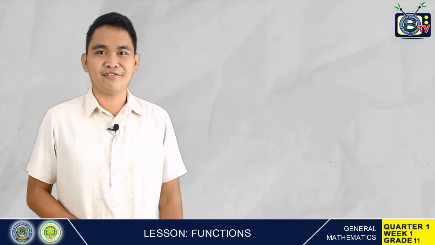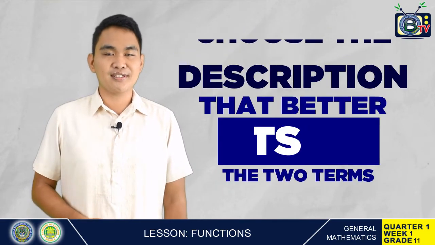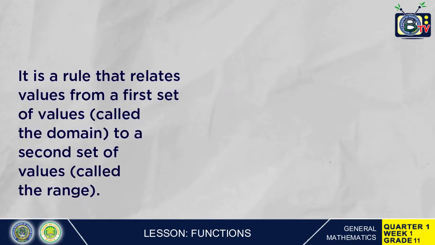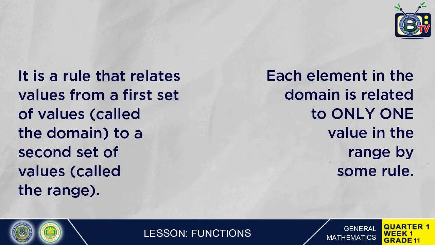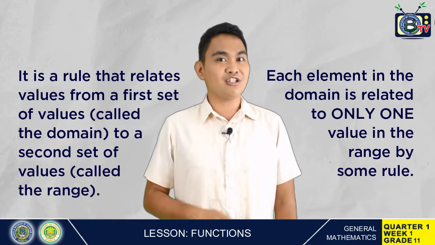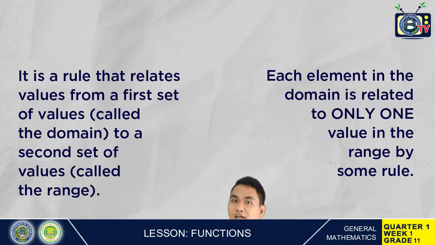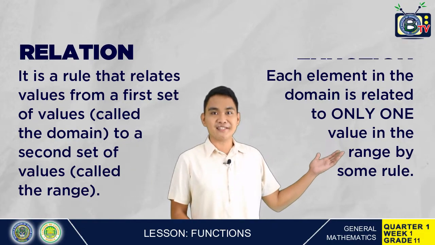In our first activity, we are going to differentiate function and relation by correctly choosing the description that better fits the two terms. First, it is a rule that relates values from a first set of values called the domain to a second set of values called the range. And second, each element in the domain is related to only one value in the range by some rule. Which is function and which is relation? That's correct. On my left, this is the definition of relation, while on my right, this is the definition of function.